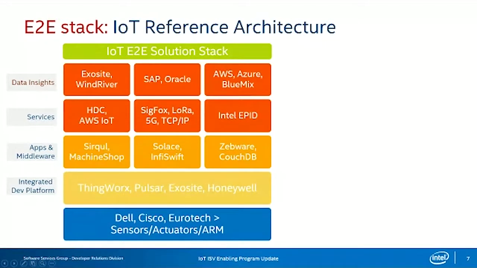Sitting on top of the gateway, you can have a number of IoT platforms, and these are essentially IDPs. We have had ThingWorx, Pulsar, Exosite, Honeywell. So in the building management space, the retail space, in construction, what have you, these platforms allow applications to run on top of them. The likes of Circonus, Machine Shop, Solus or InfoSwift are some partners that have provided very strong middleware components in terms of analysis, messaging, database, etc.